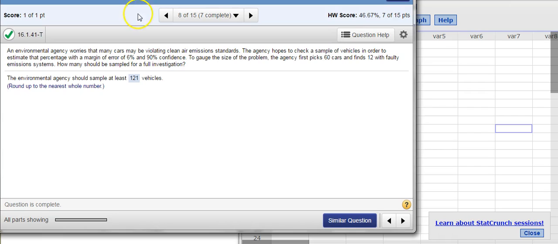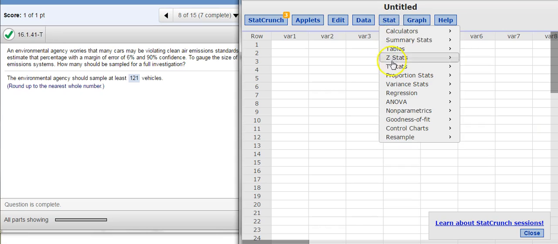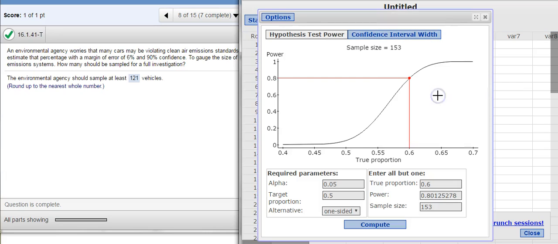So this is asking you, how many cars should you sample in order to solve this problem? So we're required to calculate the sample size. To calculate sample size in StatCrunch, where they're giving the proportion stats, you're going to go to Stats, Proportion Stats, One Sample, Power and Sample Size.